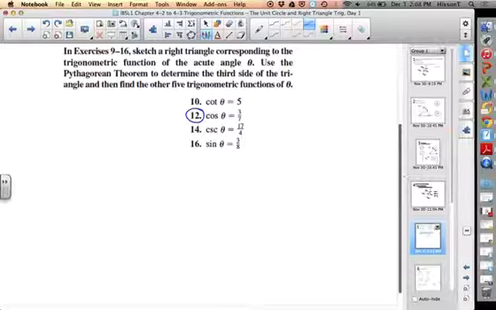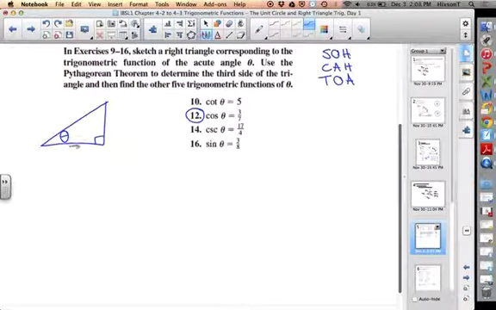So let's sketch a right triangle. I'm going to put theta in here. Now, if the cosine of theta is 3 over 7, if you remember SOH CAH TOA, then 3 is what side of the triangle? 3 is the adjacent, the side next to it, and 7 would be the hypotenuse. So we're going to need to figure this side out.